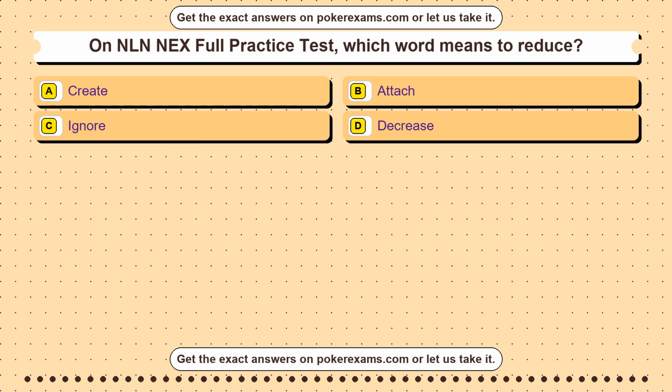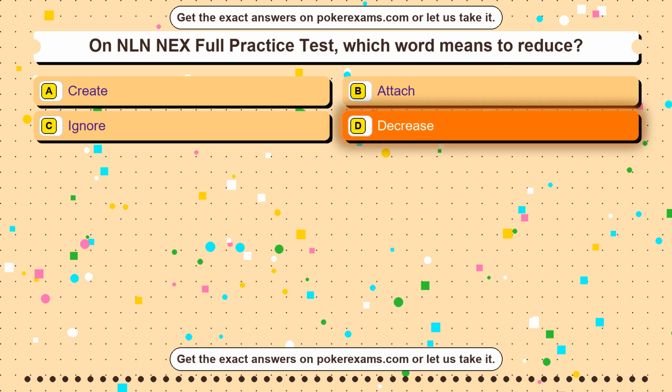Question 34. On get functions practice, which angle measures exactly 90 degrees? Option A, acute angle. Option B, obtuse angle. Option C, straight angle. Option D, right angle. The correct answer is option D.